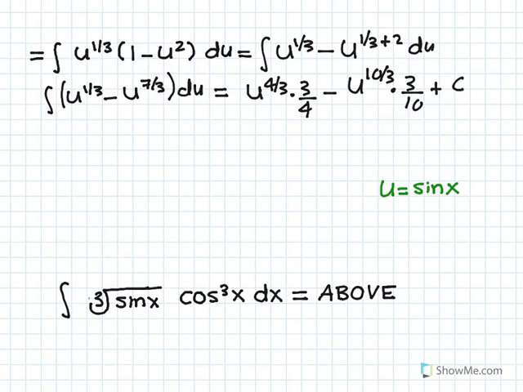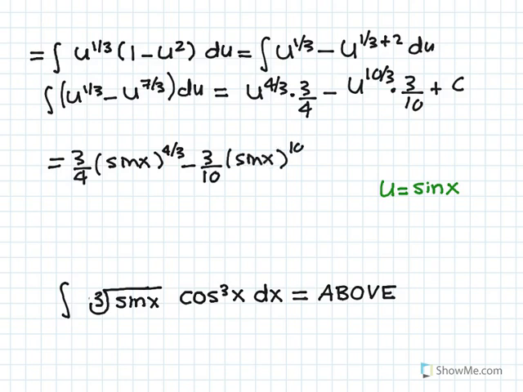But now let's put u back in. u is equal to sine x. So what we get is 3 over 4 times sine x to the power of 4/3, minus 3 over 10 times sine x to the power of 10/3, plus c. So the integral of the cube root of sine x times cosine cubed x dx is what we have above.